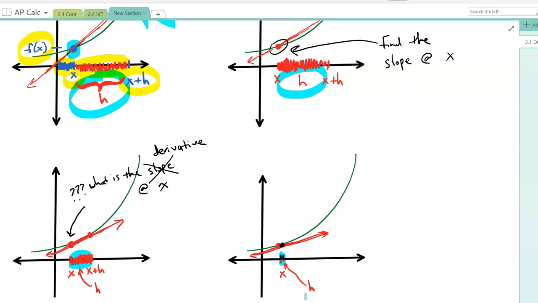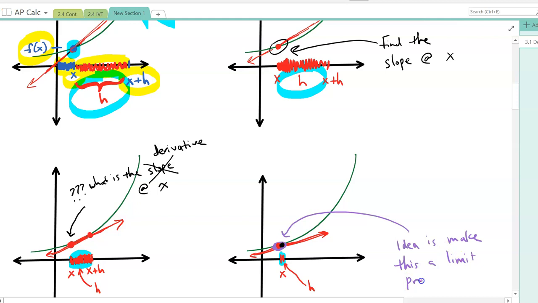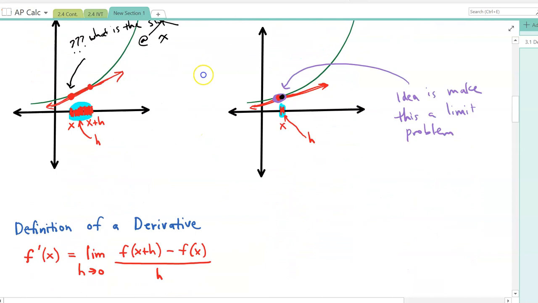And that's the idea of the tangent line problem. Can you find the tangent at one particular dot? Is it possible to find the tangent at one particular dot? And the idea is, yes, if we do a limit. The idea is to make this a limit problem. So we're going to make this a limit problem. All right, so let's keep going. So the definition of a derivative, and there it is.